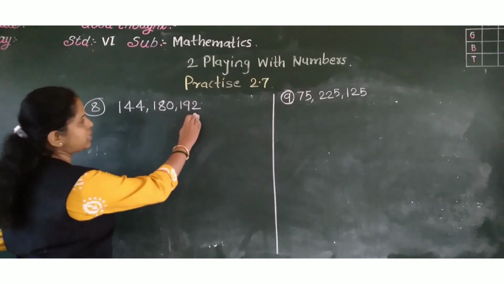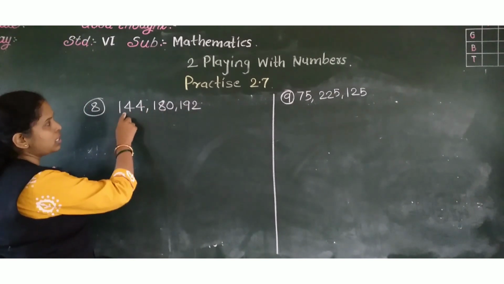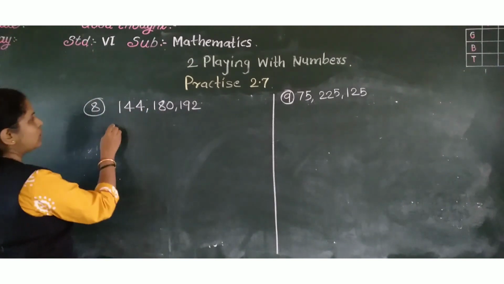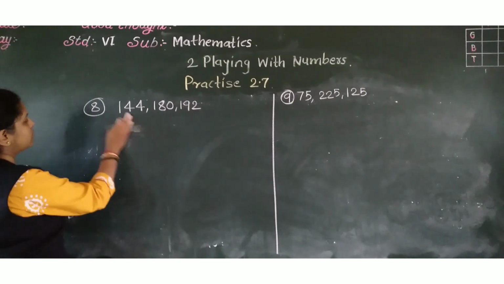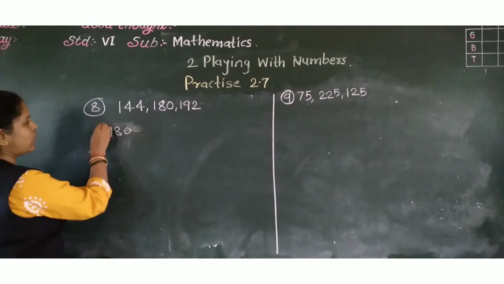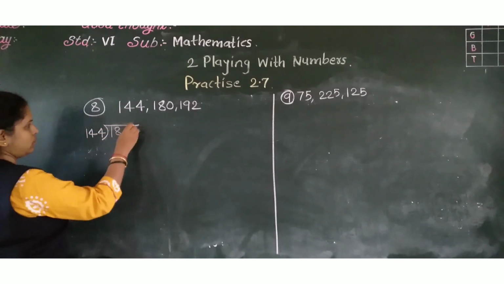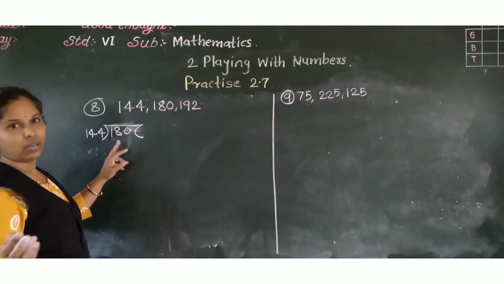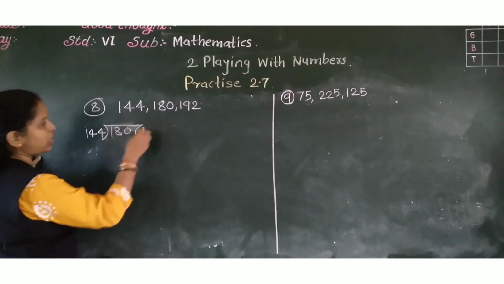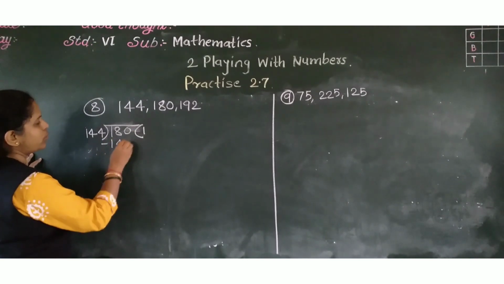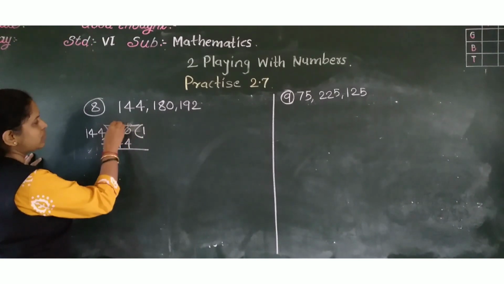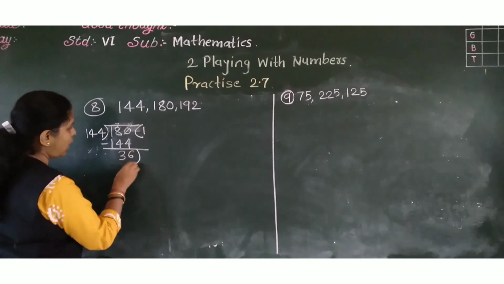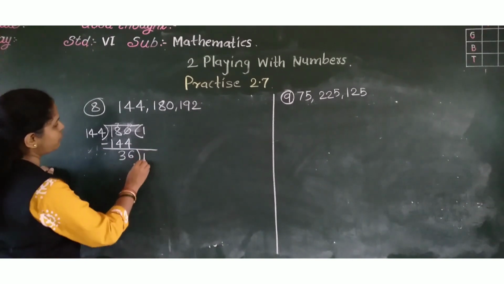8th one. Now see, in these 3 numbers, take first two numbers. Here in both, this is smaller, so we will divide 180 by 144. Now 144 2s, if you will do, it will be greater than 180. So 144 ones are 144. Do subtraction. 10 minus 4, 6. 7 minus 4, 3. Now with 36 divide 144.